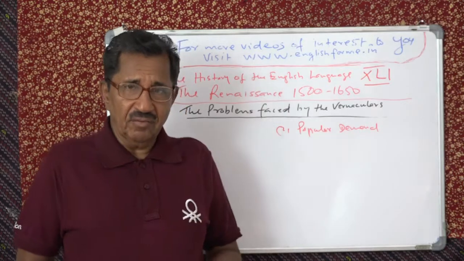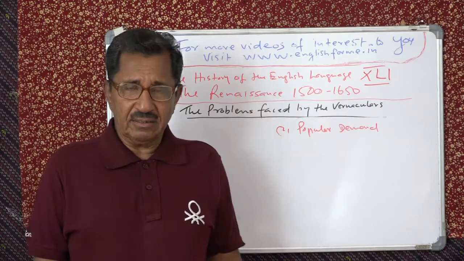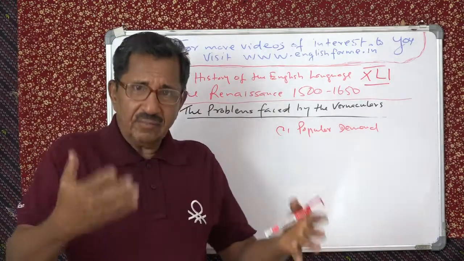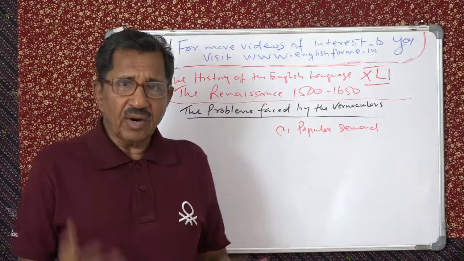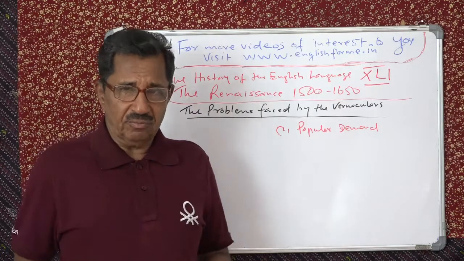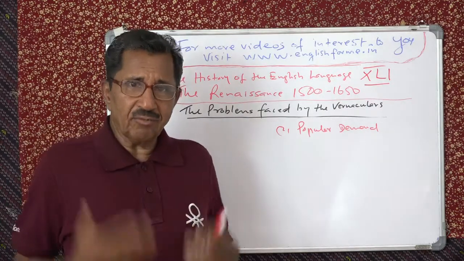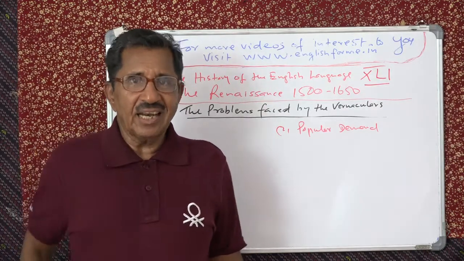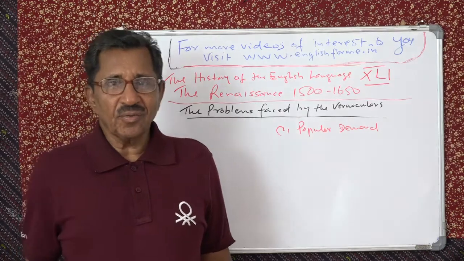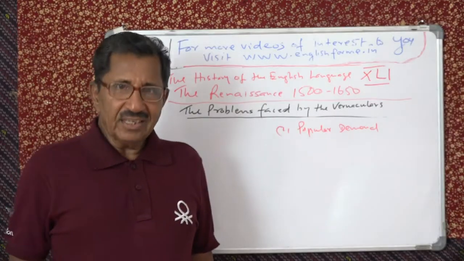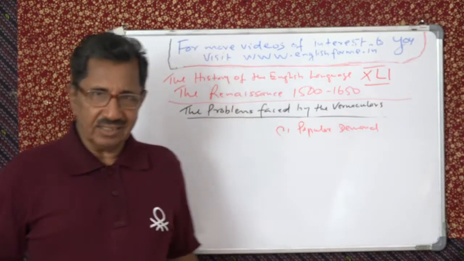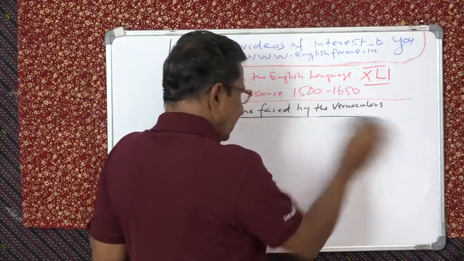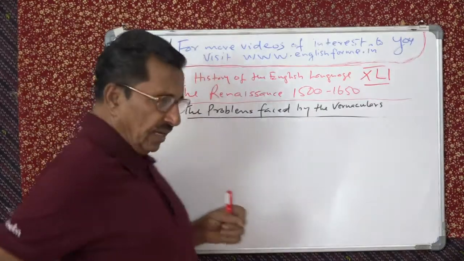Popular demand. We want to read books on conduct. We want to read books on ethics. We want to know what these ancients have done. What the ancient Aristotle, Plato, great historians have written, we want to know. So that is another reason for English to gain recognition: popular demand, to share in the fruits of Renaissance.